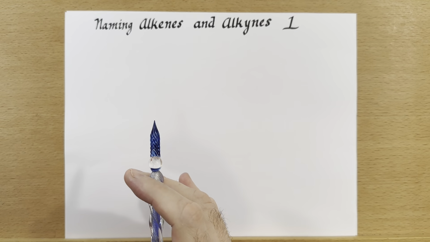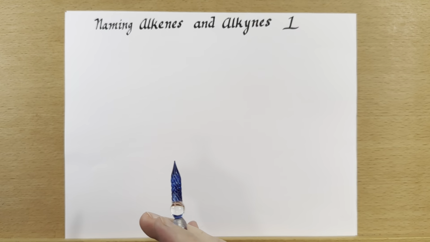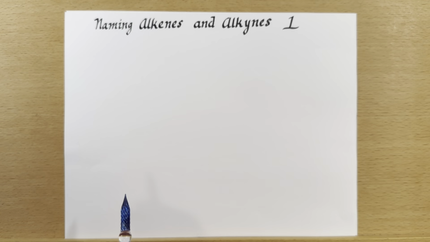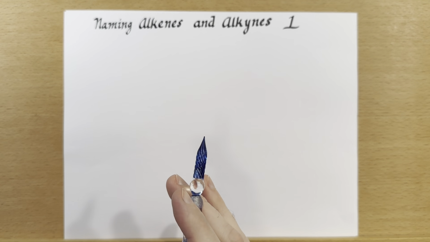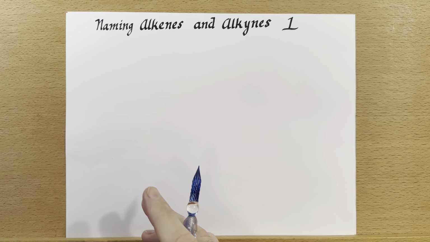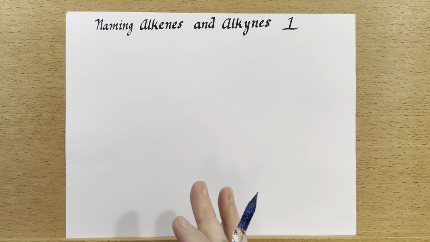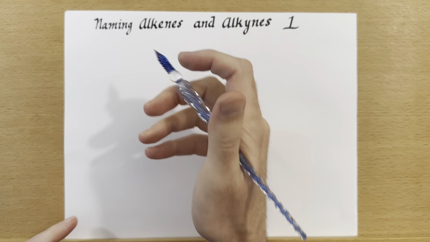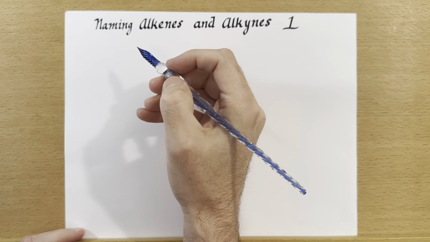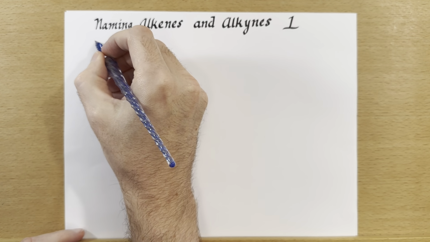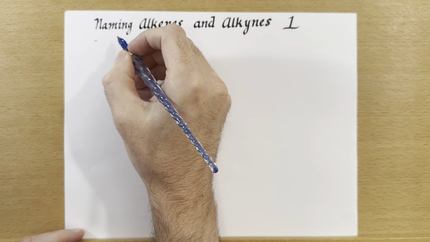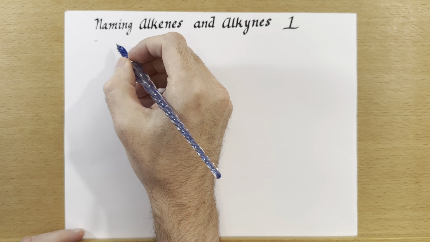Let's talk about naming alkenes and alkynes. And this is going to be part one because we're going to restrict ourselves to just having one of those groups on the molecule for now. The next video will expand it to having more than one. So, like before, we will identify the longest chain.